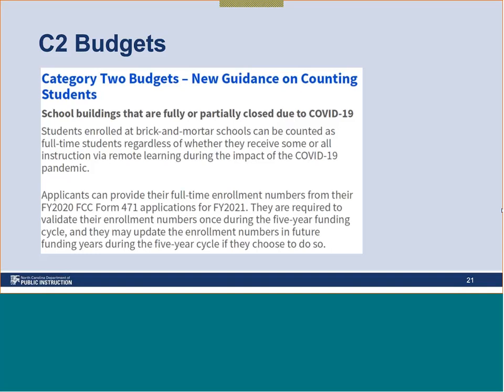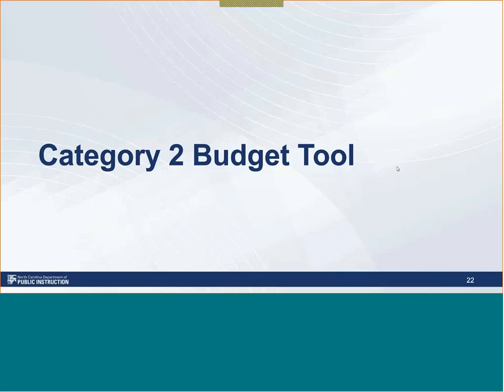Okay, a child who is enrolled in a virtual school. So make sure you understand, and a lot of you have lost children for your Category 2 budgets, due to the fact that parents have moved those children to virtual schools versus the brick and mortar schools. So your Category 2 budgets may look a little different due to that. So just be aware of the differences with that.